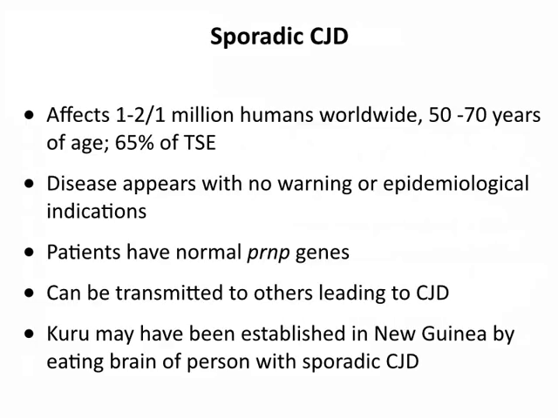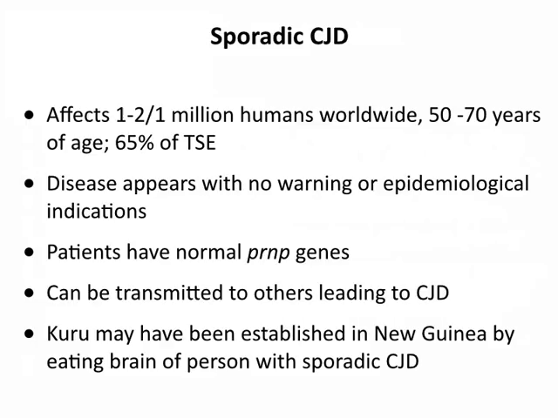So that's a form of infectious TSE, right? You're eating contaminated brain. This is the sporadic Creutzfeldt-Jakob. This is the most common right now. This is where the disease just appears with no risk factors. The number is 1 to 2 per million humans worldwide. So that's quite a few people. This is per year. They're usually 50 to 70 years old, and it accounts for 65% of human TSE. So the others are familial and infectious.